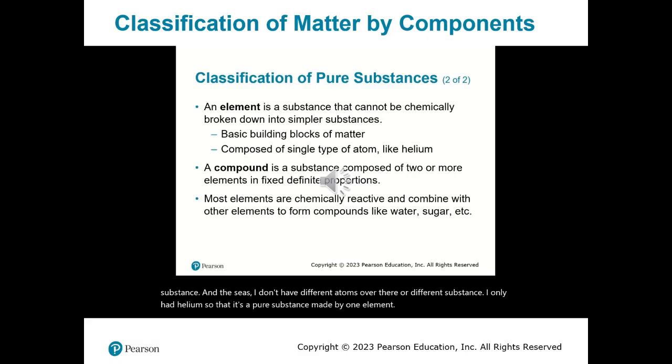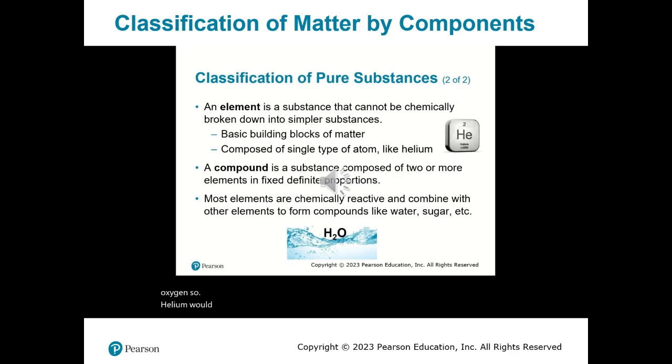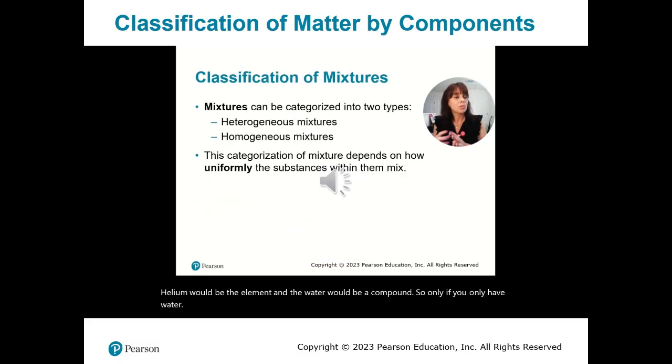So a pure substance, as I said, an element can be helium. It's an example. It cannot be chemically broken down into simpler substances. A compound is a substance composed of two or more elements in fixed proportions, like water. For example, I have two hydrogen and one oxygen. So helium would be the element and water would be a compound. If you only have water, that is a pure substance.